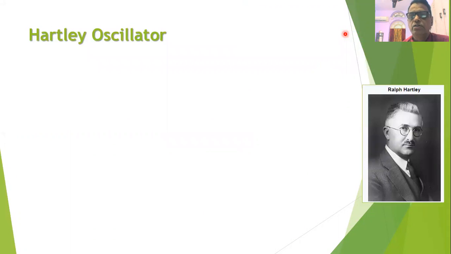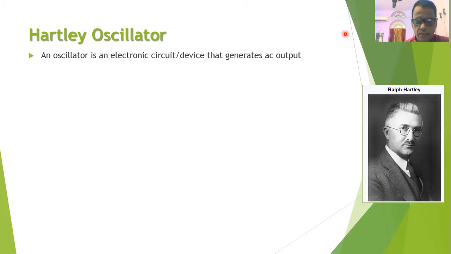So let us start the session with the Hartley oscillator. We know that an oscillator is an electronic circuit or device that is used to generate an AC output. Any oscillator circuit will not have any AC input, and still it is possible to get an AC output at the output of the oscillator circuit.